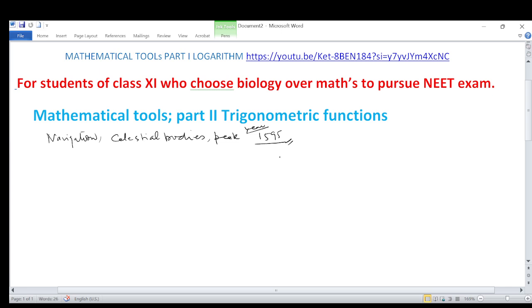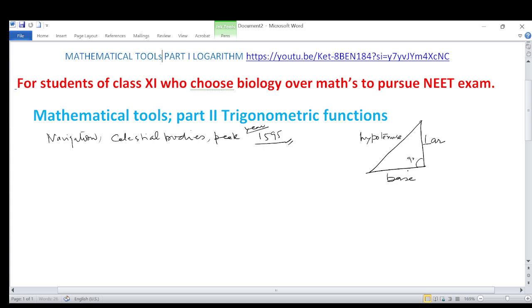Now, how did it start? Everybody knew about the Pythagoras theorem. All of you know the Pythagoras theorem. It starts with the right angle triangle. Let me draw a right angle triangle. This is the right angle, 90 degrees. This is called the hypotenuse. This is the perpendicular, I always make the perpendicular this way, and this is the base.